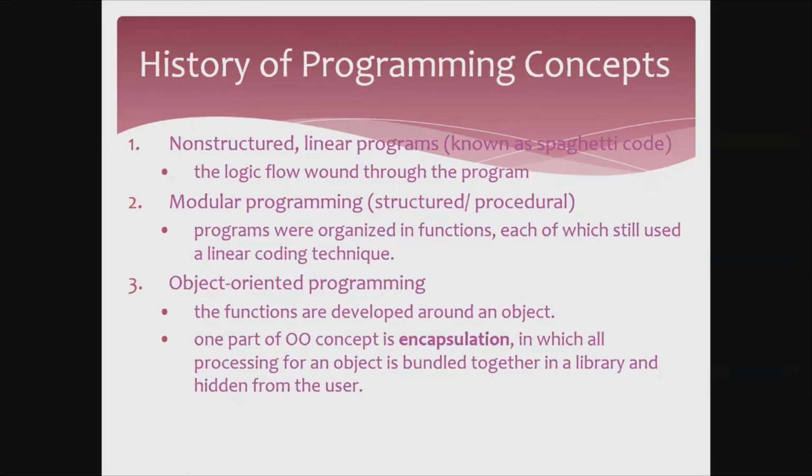When you say object-oriented programming, functions are developed around an object. One part of the object-oriented concept is what we call encapsulation. There are different concepts within object-oriented programming, and this is just one example, where all processing for an object is bundled together in a library and hidden from the user. For modular we call them functions, but for object-oriented programming we call them methods.